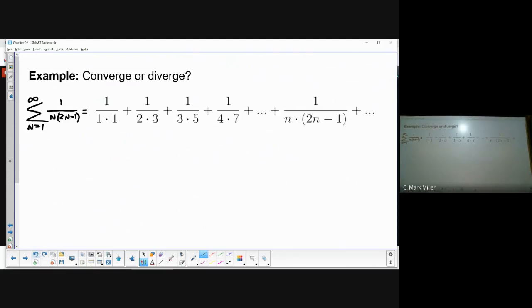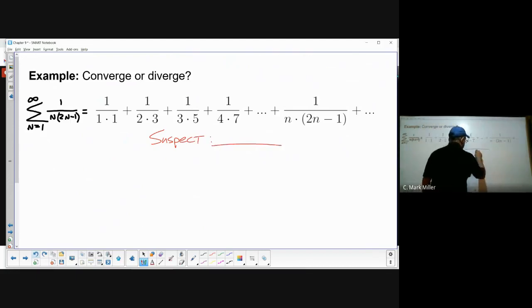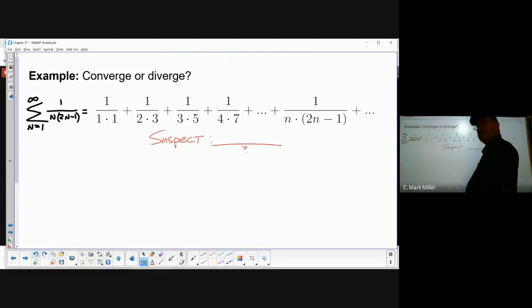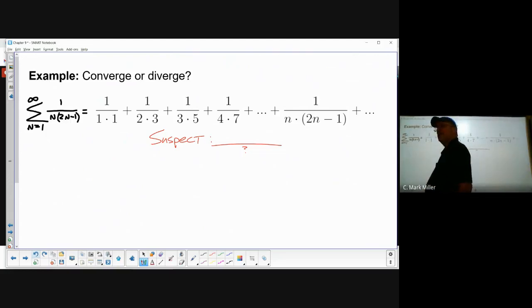Question. Does it converge or diverge? What do we suspect? Look at the orders of magnitude in the top and bottom here. This bottom is going to be 2n squared minus n.